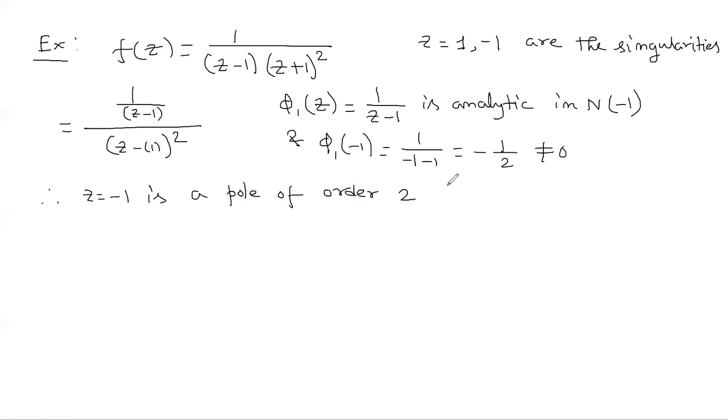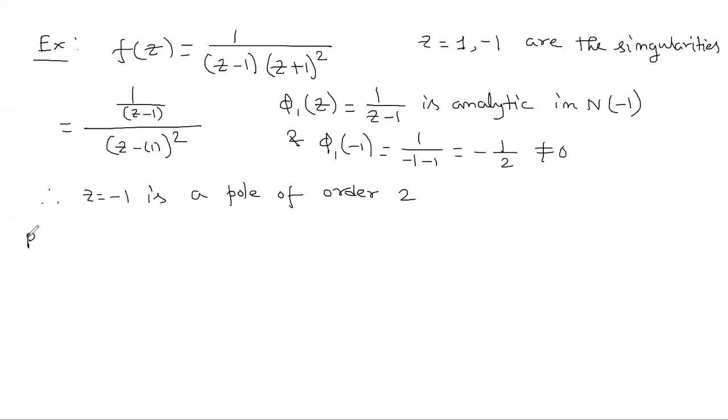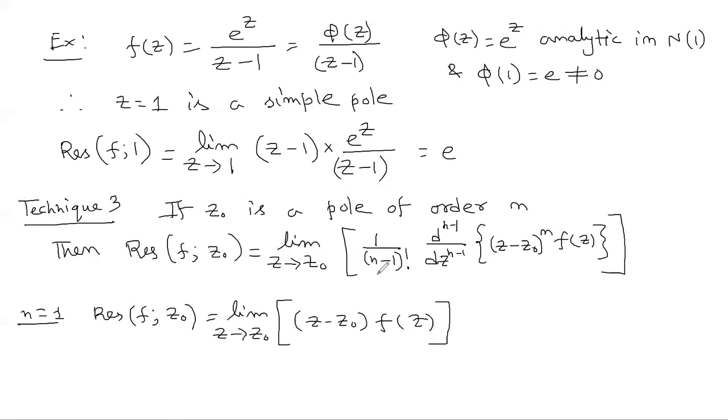or a double pole. So if z0 is a pole of order 2, then we have the residue in this form. So here n is equal to 2, that means it is a pole of order 2. So if we want to calculate the residue, we'll get, for n equal to 2, this limit z tends to z0, 1 by (n - 1) factorial.